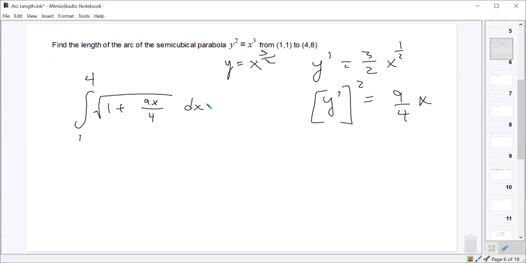And just for fun, how would we go about integrating this? U substitution. Yeah, we just do a u sub for u equals 1 plus 9/4 x. du would be 9/4 dx. Put in your 4/9 on the outside, and the arithmetic becomes pretty darned unpleasant. So we'll just let the calculator approximate this for us. What do we get? 7.634. 7.634. Perfect.